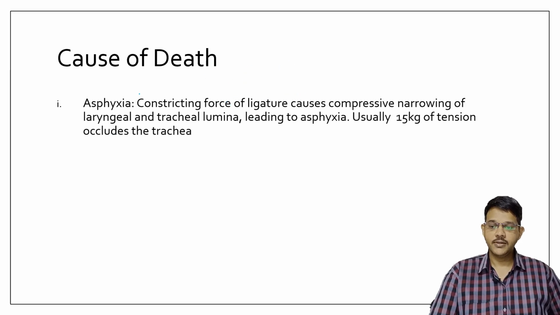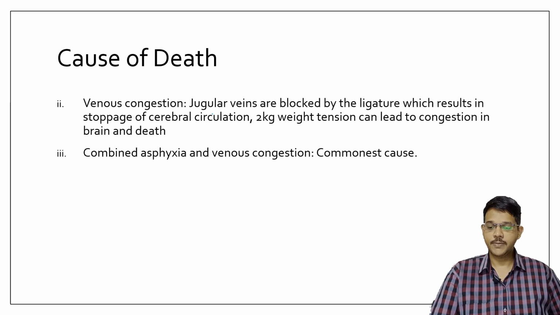Cause of death, first and foremost, is asphyxia. This is caused because of the ligature compressing the larynx and the tracheal lumen. Usually 15 kg of tension is sufficient to occlude the complete trachea. The air supply is occluded and the person dies because of asphyxia, with decreased oxygen in the blood and respired air.